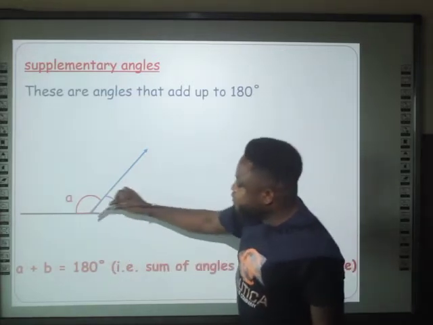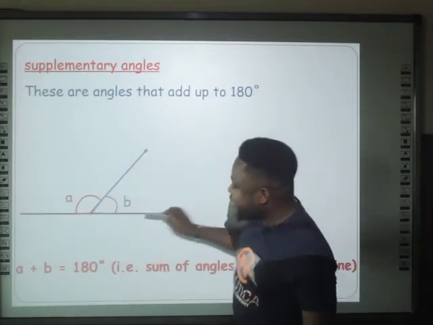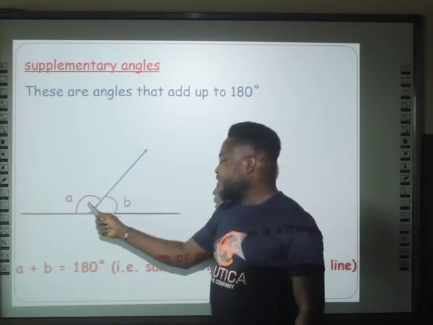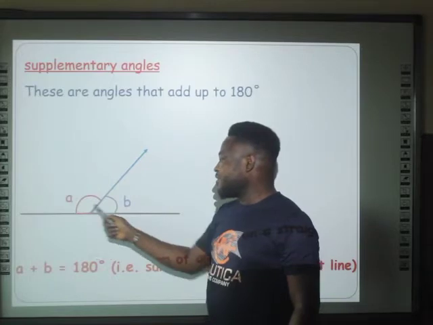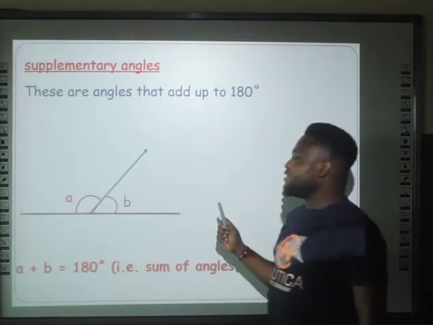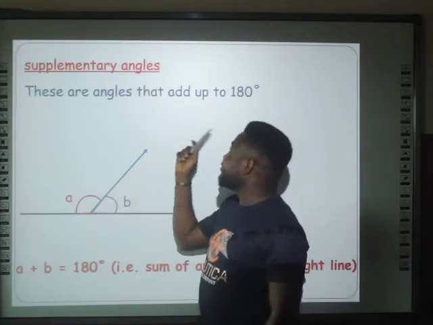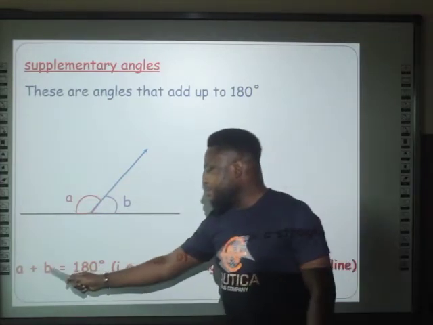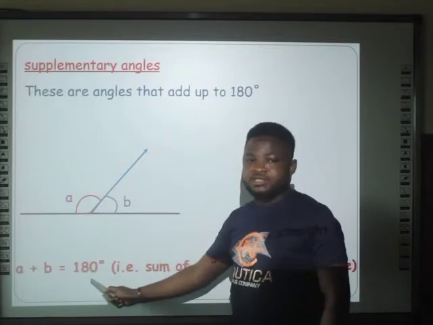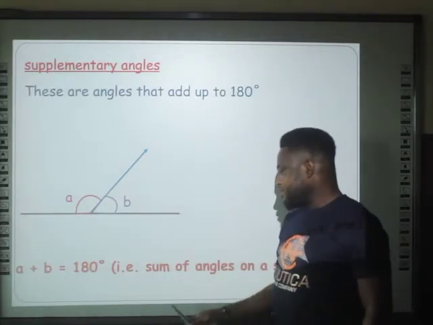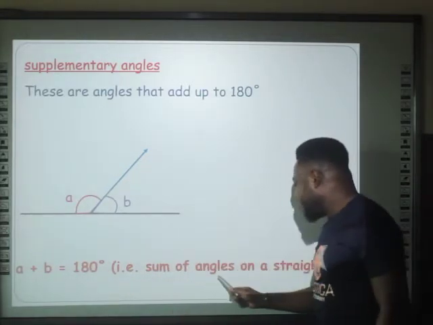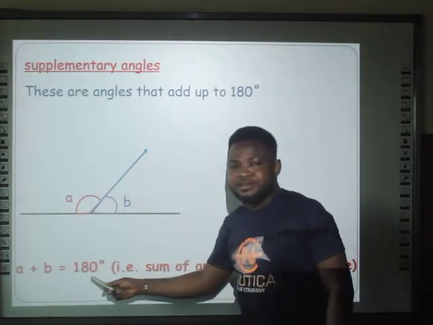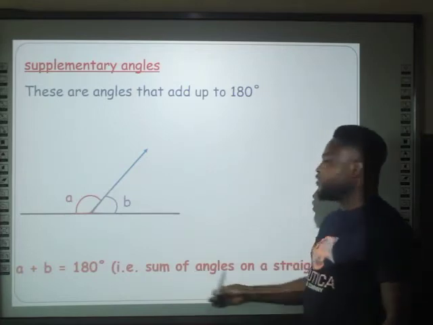So we now decide to project a line from this straight line. With the two angles formed, if we add the angle here plus the angle here, they will both add up to 180 degrees. So supplementary angles are angles that add up to 180 degrees. So that means A plus B must be equal to 180 degrees. That is the sum of angles on a straight line.